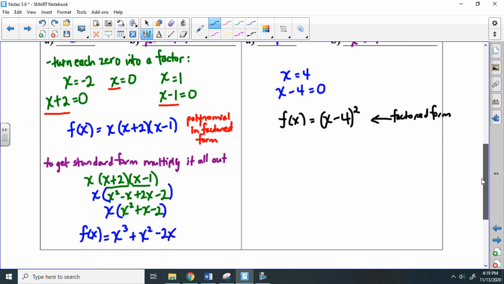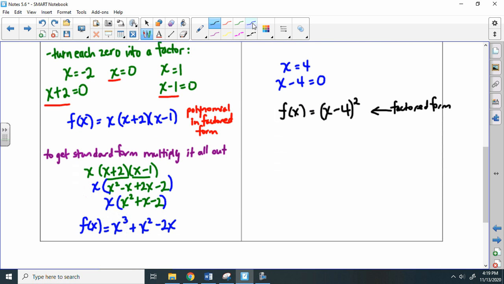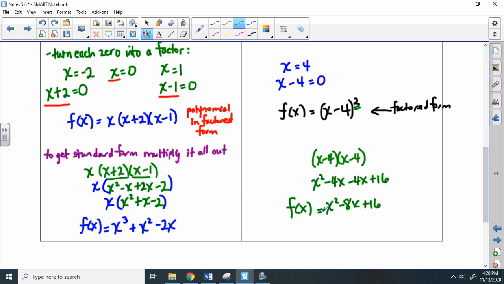Now, if I wanted standard form for this one, keep in mind that if you have something squared and you want to work it out, you have to actually write it twice, and then you can FOIL it. First, outer, inner, last, and then combine like terms, and we have nothing else to distribute. So that is our function in standard form.